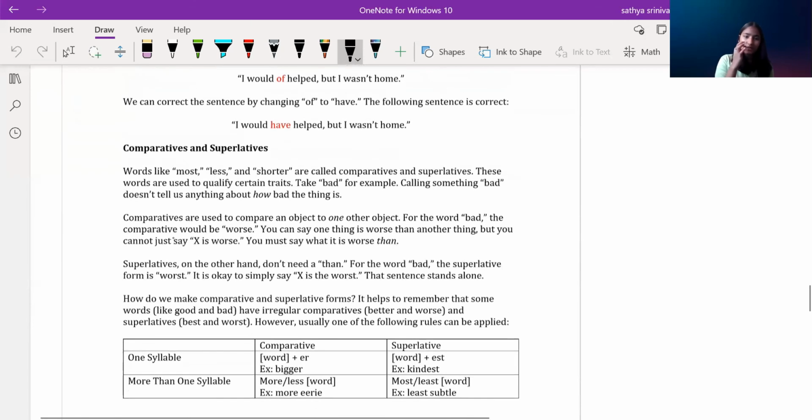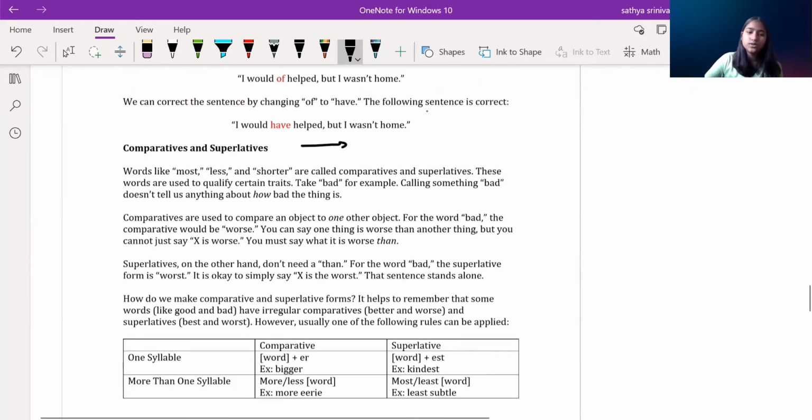So, comparatives and superlatives. Words like most, less, shorter are called comparatives and superlatives, and they're used to qualify certain traits. Take bad, for example. Calling something bad doesn't tell us anything about how bad the thing is, right? So it's basically just used to compare things. For example, this is worse than that. This is nicer than that. This is better than that, right?